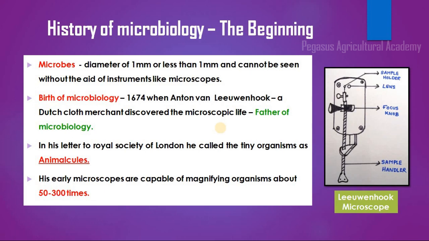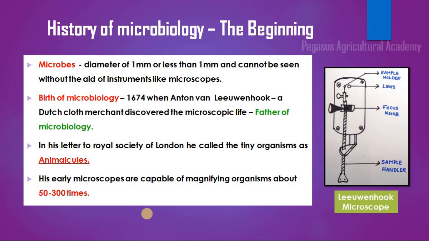Anton van Leeuwenhoek saw very tiny structures, even living structures, through this crude type of microscope. After seeing this he started writing letters to the Royal Society of London, and in his letters he mentioned these organisms as animalcules. Remember this, it is very important. The tiny microscopic organisms were called animalcules by Anton van Leeuwenhoek. His microscope was capable of magnifying objects up to 300 times.